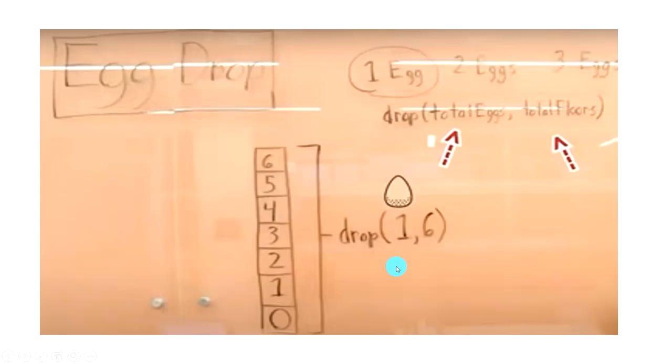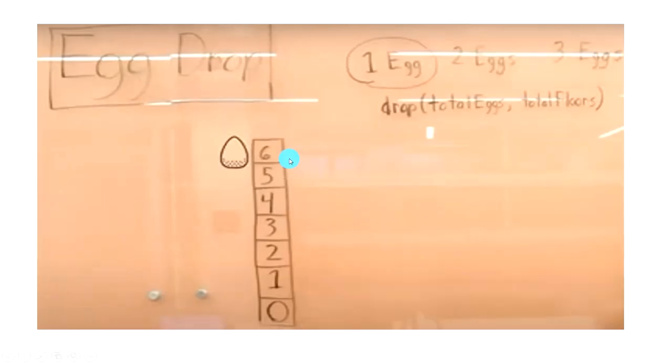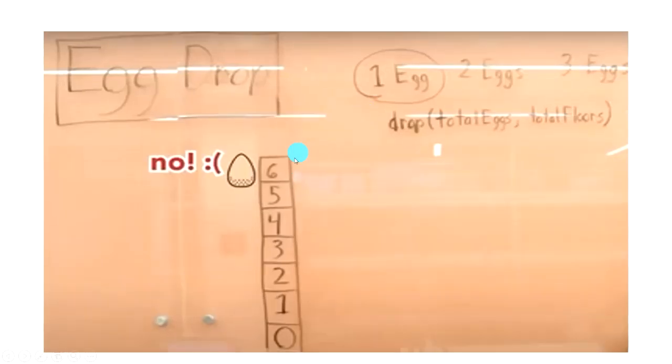So if in this example there is one egg and 6 floors, how do we go about finding the pivotal floor? Say we drop it from the 6th floor, the topmost floor, and we have only one egg. Is this a good move? Definitely not. Since we have only one egg, if we drop it from the 6th floor and it breaks, we are left with no eggs to find the pivotal floor. So the logical thing to do is to start from the very first floor.